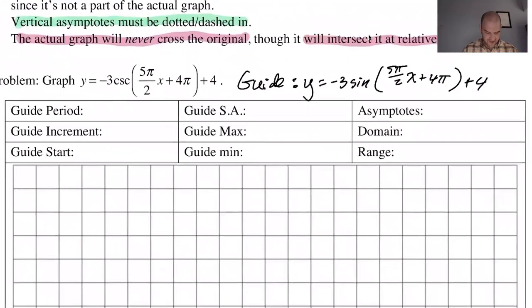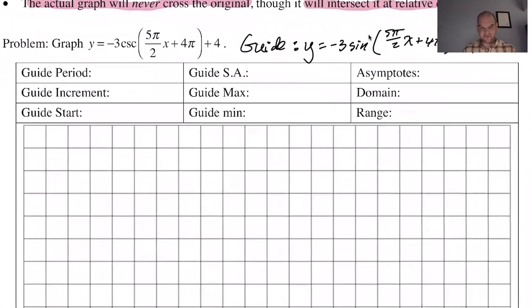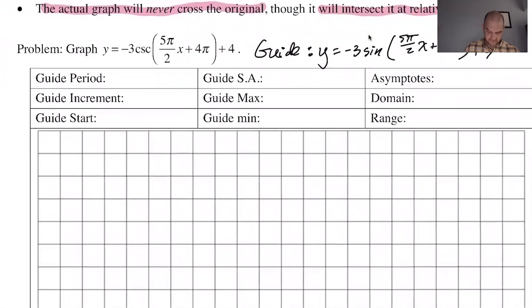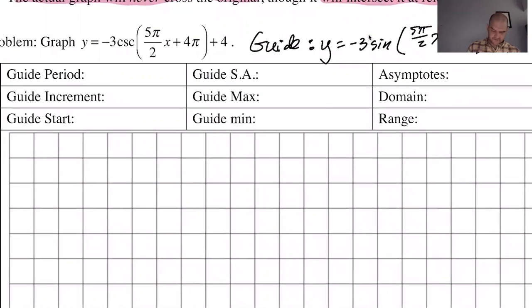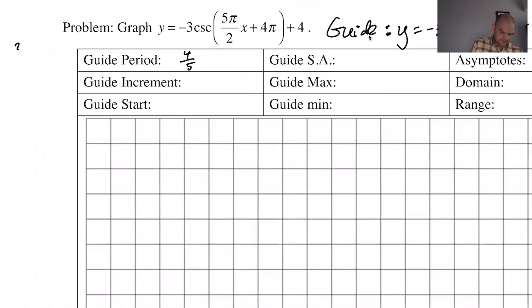Now we're going to figure out how to graph the guide function. So the period of the guide function is 2 pi divided by 5 pi over 2. So 2 pi divided by 5 pi over 2 is 4 pi over 5 pi, which is 4/5, right? The increment is 1/4 of that, so it's 1/5.